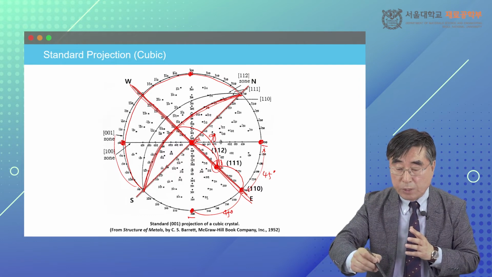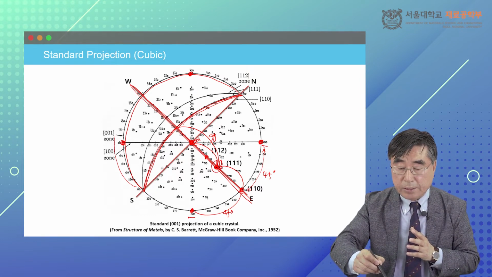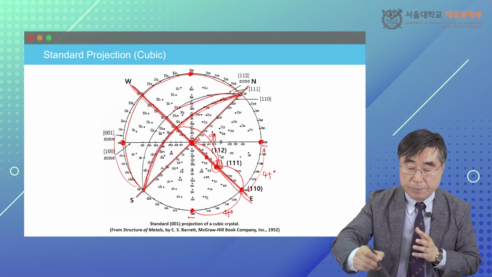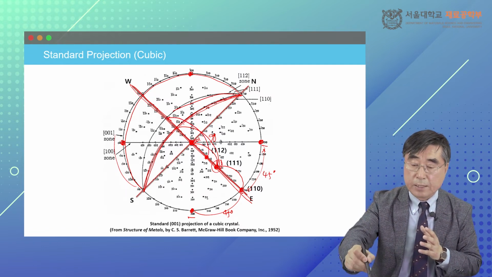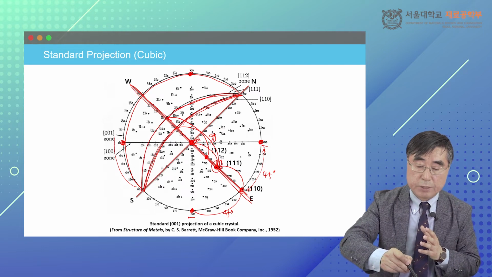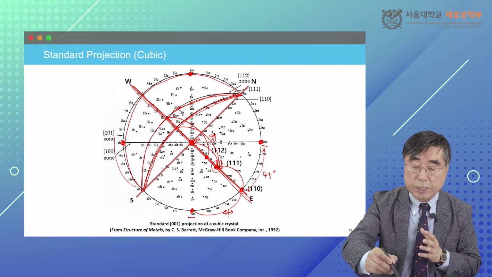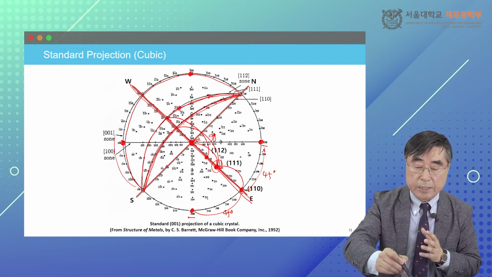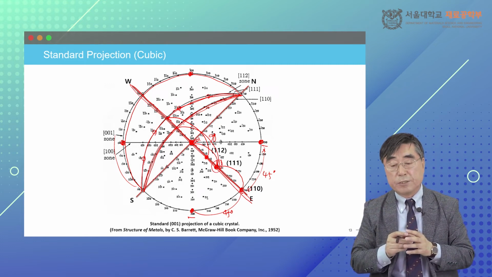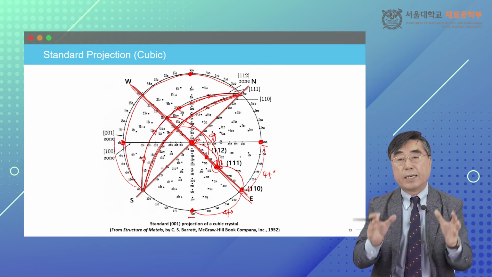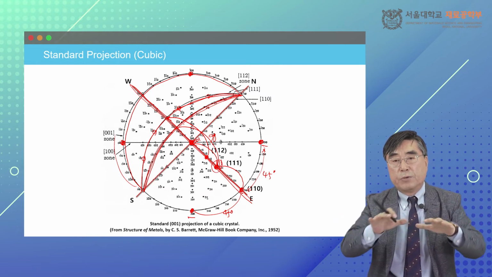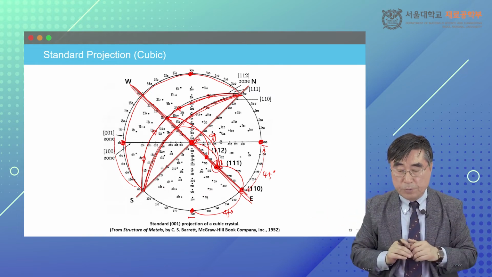If I have a 112 pole in here, by the same token, you can measure the 90-degree angle separation by using the Wulff net. Then you can draw the part of the great circles, and all the directions in here that have, again, 90-degree angle separation from the 112 pole are the directions which lie on the 112 planes.